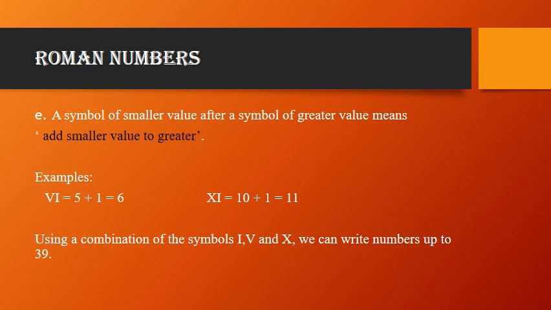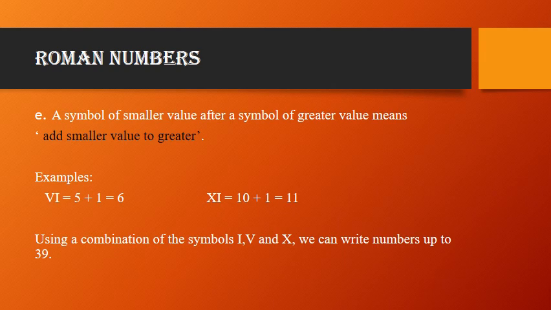Now you all can see the example, children. V is equal to 5 and I equals 1, children. Here I is smaller than V, but I is written after V. Right? Smaller is written after greater. So whenever this condition is there, we need to do addition. So children, the value of V is 5 and the value of I is 1. So 5 plus 1, because we need to do the addition. So VI is equal to 5 plus 1, which equals 6.